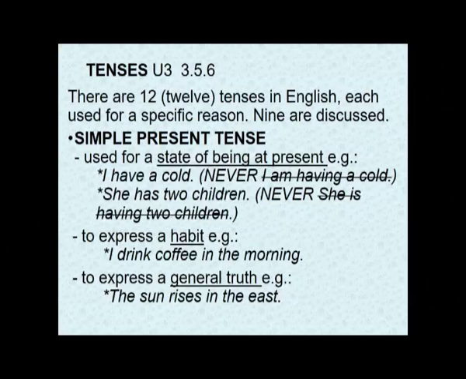at this moment. She is actually having 2 children. You say she has 2 children. I have a cold. Okay, simple present tense. It's used for a state of being at present. It's used to express a habit. It's used to express a general truth.